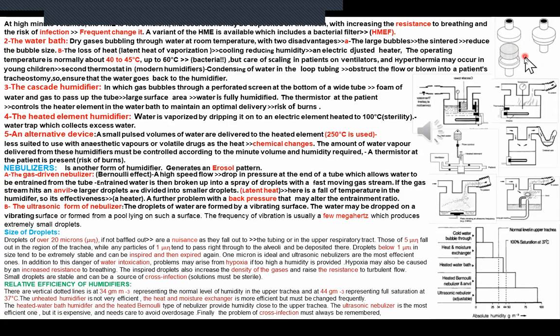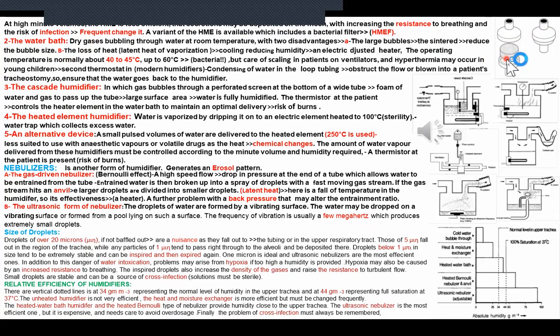Of course, this is affected in tropical areas. High temperature will affect the function of it. Of course, accumulation of secretions will increase the resistance, and we ought to change it every now and then to prevent cross infection and the resistance.